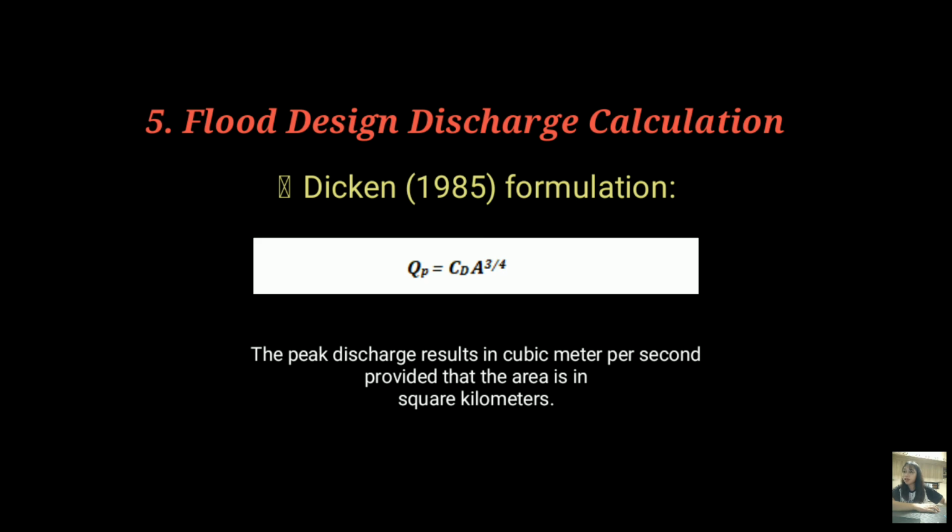First is the Dickens formulation from 1985. There is a nonlinear relationship between peak discharge QP and the drainage area A through Dickens' constant CD, which assumes values between 5 and 30. The formula is QP is equal to CD A to the power of 3/4. The peak discharge results in cubic meters per second provided that the area is in square kilometers.